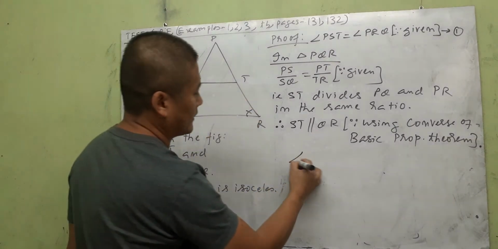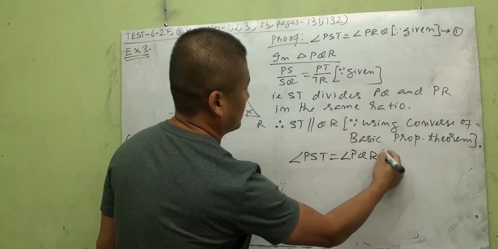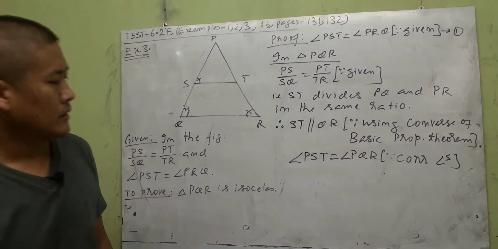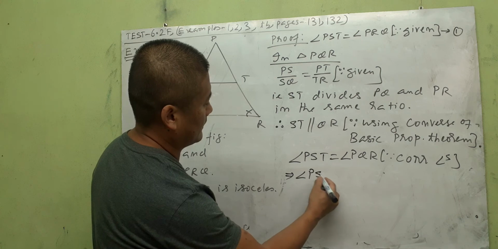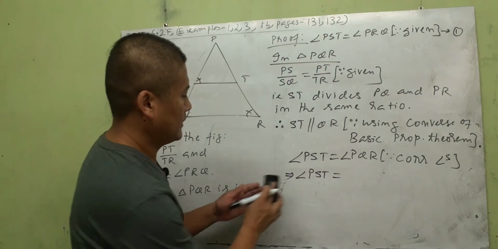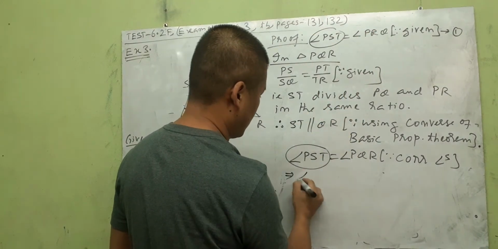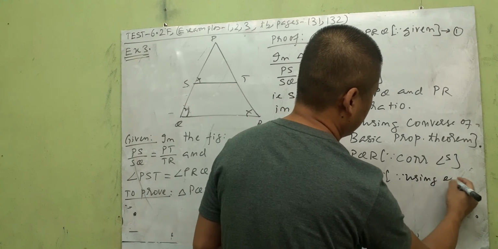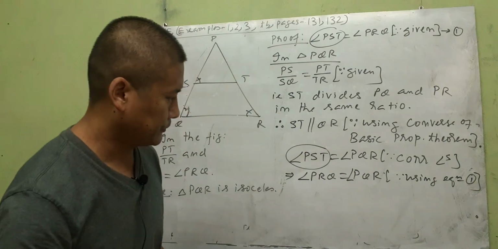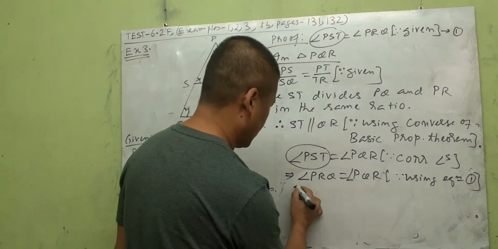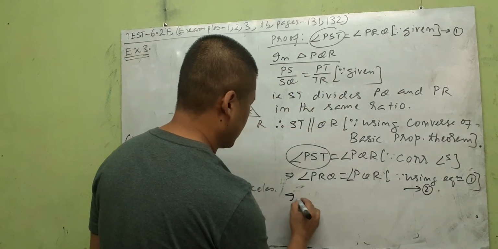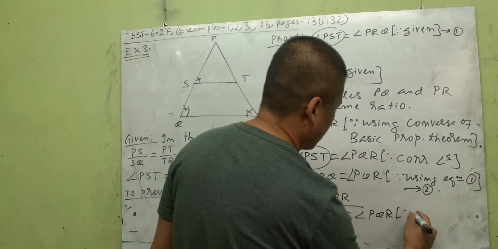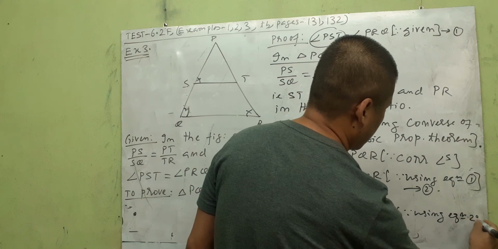Angle PST will be equal to angle PQR because they are corresponding angles. If 2 lines are parallel, then the corresponding angles are always equal. So now we can write that this implies angle PST equal to, PST can be replaced by PRQ, equal to PQR, using equation number 1. You can keep this as equation number 2. Then finally, in triangle PQR we have established just now that angle PRQ equals angle PQR, as we see from equation number 2.